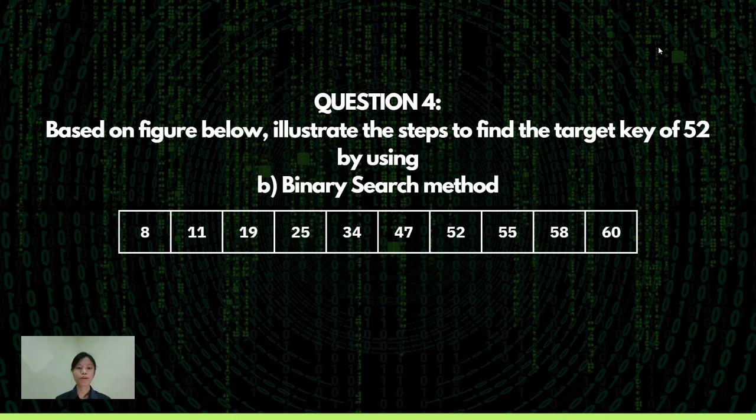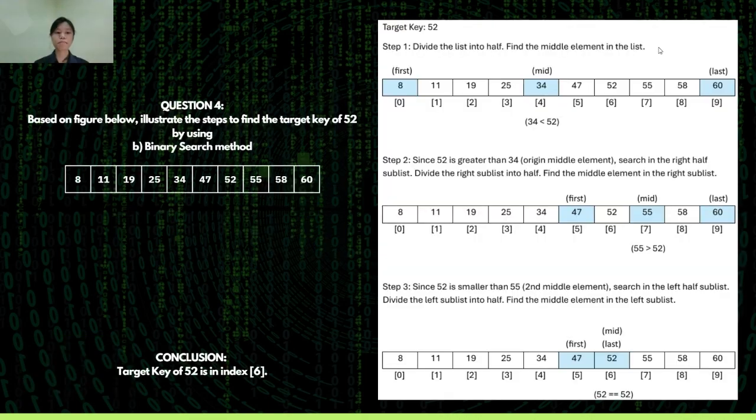After that, we will move on to question B, which is using the binary search method to find the 52 target key. By using the binary search method, we have to divide the list into half and find the middle element in the list. From the first step, we can see our middle element is 34, which is at index 4. After that, we find that 34 is less than 52, so we will look at the right half sublist.